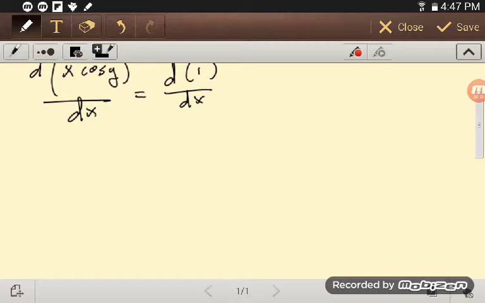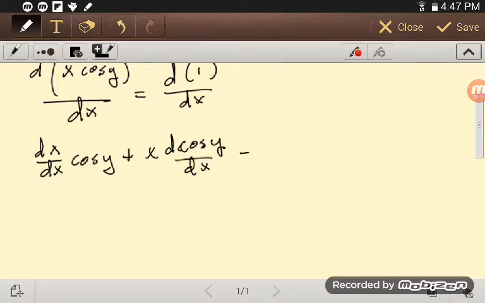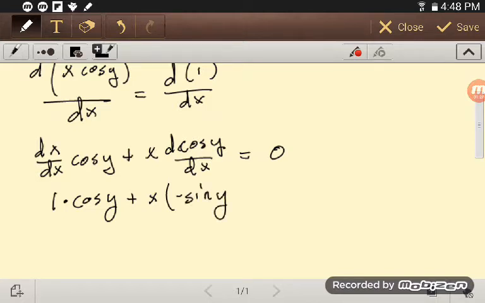And we've got a product rule on this left-hand side, so derivative of x with respect to x times cosine y plus x times derivative of cosine y with respect to x, and that equals 0. And so we have 1 times cosine y plus x times, well, derivative of cosine is minus sine, so minus sine y, and then times y prime out there equals 0.